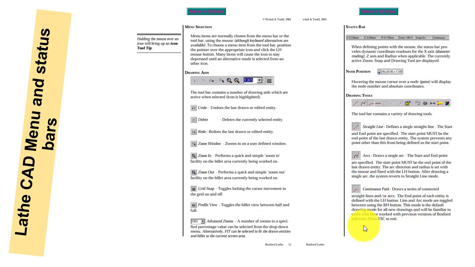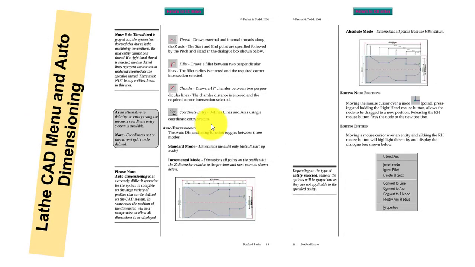Next is the LatheCAD menu and status bar. We have different options and different keys, which you have already practiced in the AutoCAD software. The same buttons and the same options are also provided in the LatheCAD software, which is embedded inside the Boxford CAD/CAM application. So you can use these options. The symbols are almost the same as those you have used in AutoCAD: fillet, radius, chamfer, thread, and so on. Auto dimensioning is also one of the options, as are baseline dimensioning and continuous dimensioning.